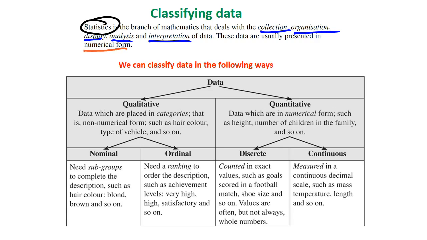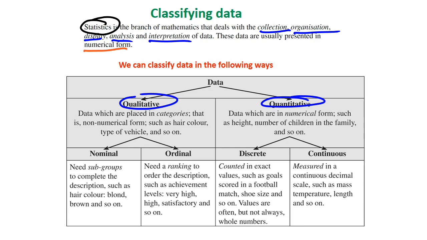Now, we can classify data in two different ways. One way is qualitative, the other way is quantitative. Now these can then be split up again. So let's first look at qualitative. Qualitative data can be placed into a category that is non-numerical, so it's not represented by numbers. Something like hair color, type of vehicle, the type of pizza you like, the type of hamburger you like. It's a category. It hasn't got a number to it.